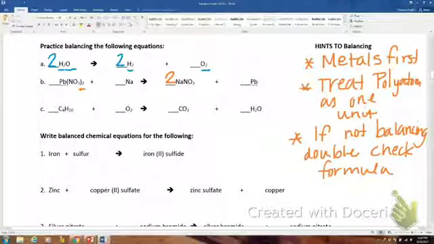So when I did that, I balanced my nitrates, but that made my sodium not be balanced, and so I'm going to just need to put a 2 right here, and now it's balanced. Okay? So now let's look at this next one, which is a combustion.